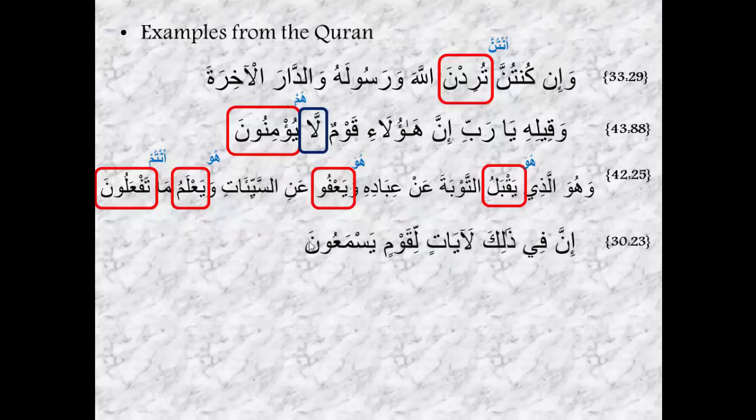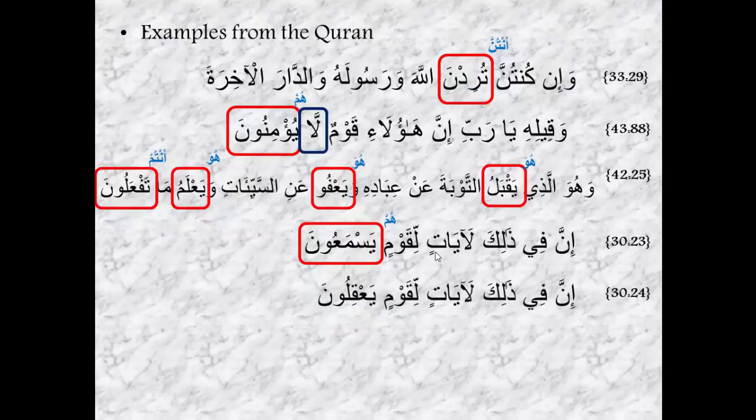إِنَّ فِي ذَلِكَ لَآيَاتٍ لِقَوْمٍ يَسْمَعُونَ. The verb here is يَسْمَعُونَ, following the pattern يَفْعَلُونَ. So the conjugation is for whom, they hear. Indeed, in this are signs for a people who hear.